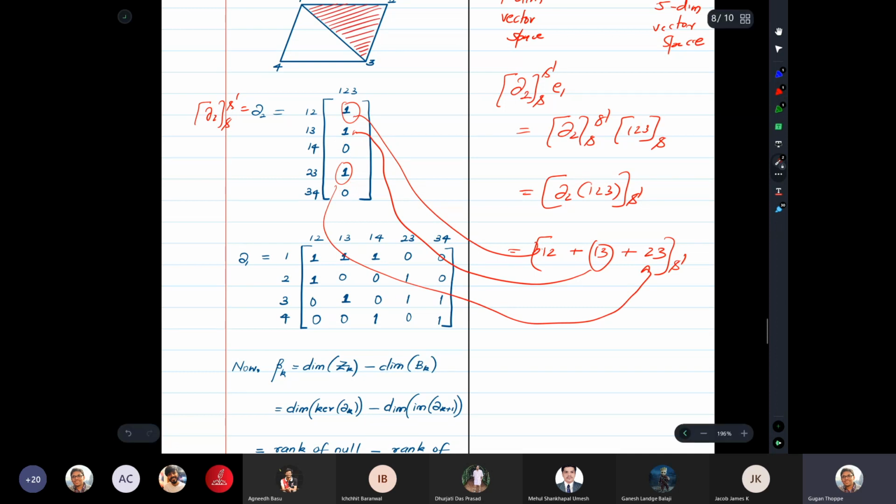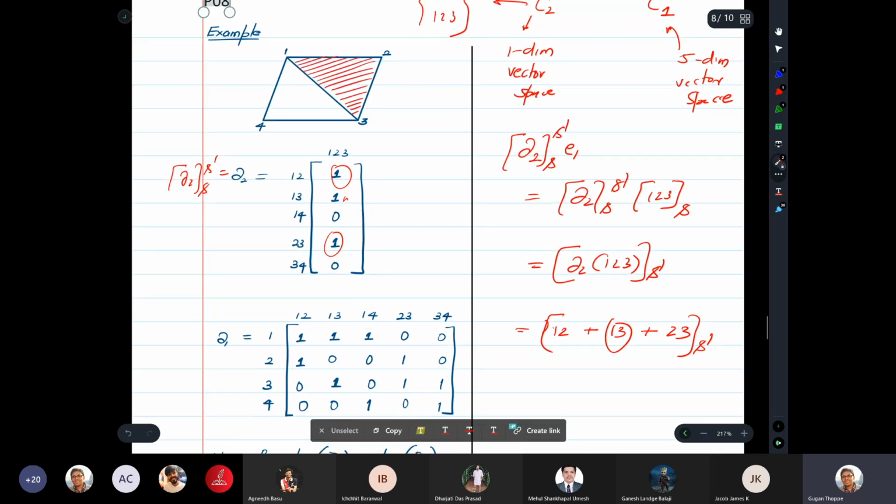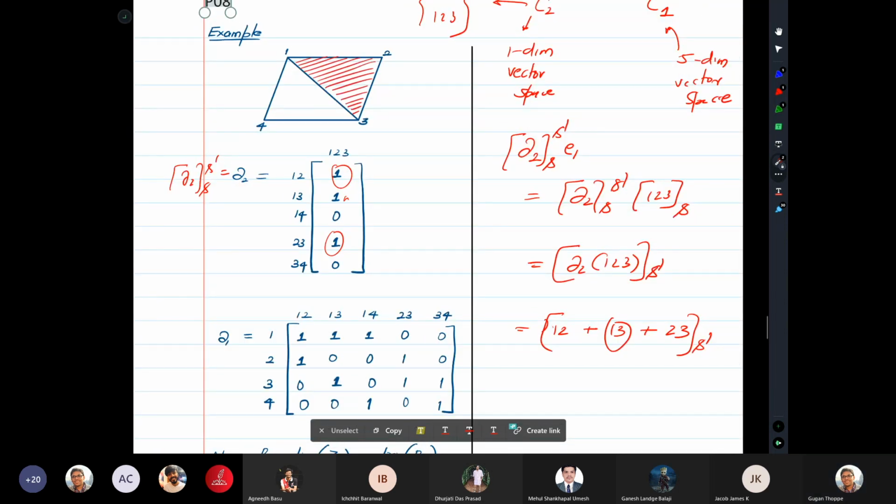Let me pause here for a second or two. If you have any questions on how I computed this matrix representation, please let me know. I'd be happy to explain it again. It is surprising that nobody has any questions.